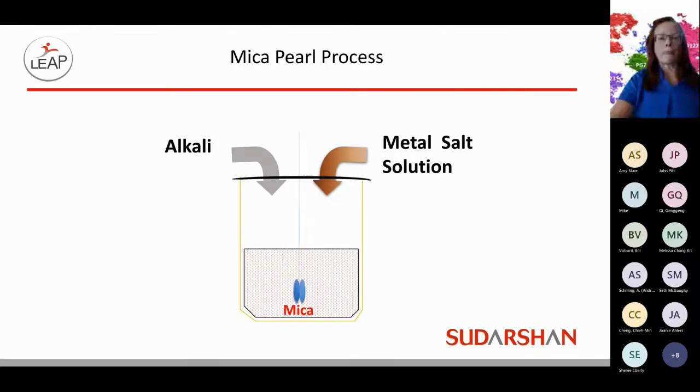So a pearl is a fairly simple reaction where the mica is put in a slurry in a kettle in the presence of an alkali solution, and then the metal salt solution is added to that kettle. And then it's a matter of time and temperature to determine how thick of a metal oxide layer will proceed to generate the desired color.